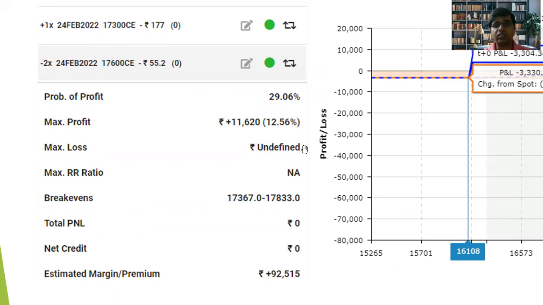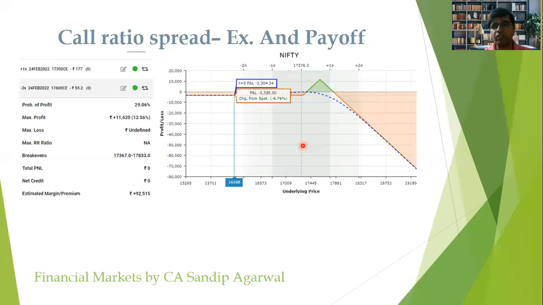Now, why is this strategy used? The person uses this strategy basically to reduce the cost of the bull call spread. In this case, if the person had done the bull call spread, then he would have paid a premium of 177 and received a premium of 55. So on a net basis, the person would have paid a premium of 122 rupees per one lot of this bull call spread.